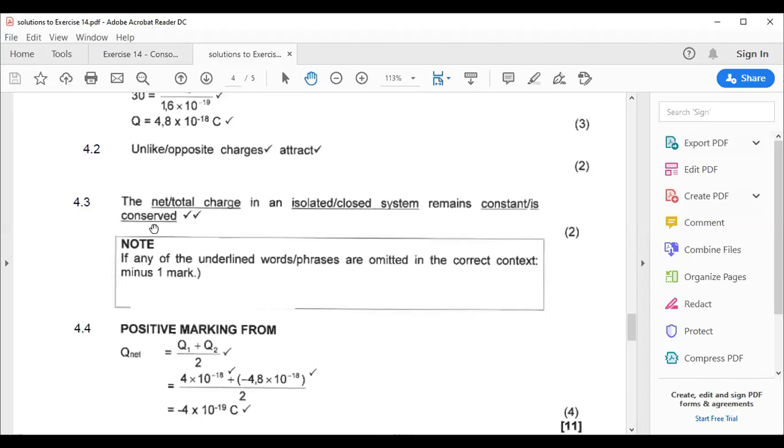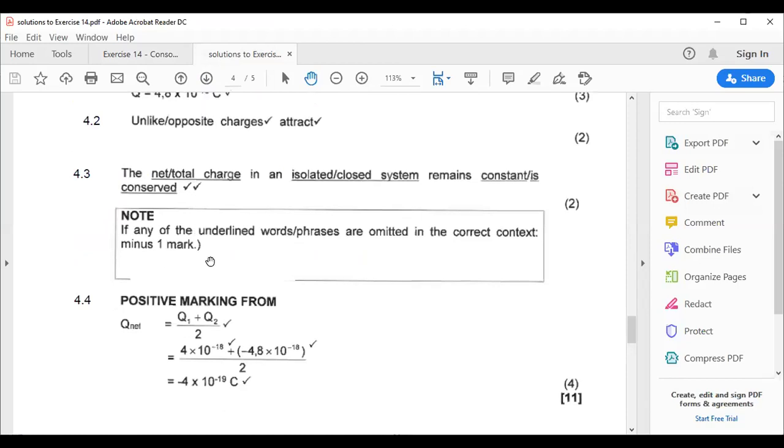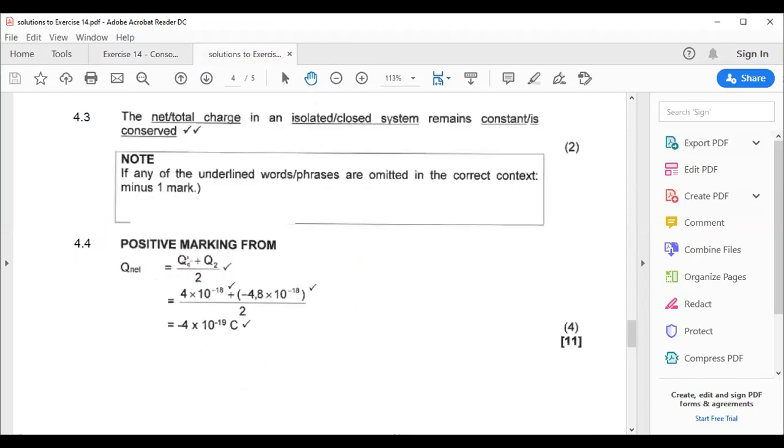There's a note here for the person who's marking: if any of the underlined words or phrases are omitted in the correct context, -1 mark. So here you may get maybe 1 out of 2, but sometimes they just say either you're right or you're wrong, especially with definitions. We move on to the next one: calculate the charge on each sphere after they have separated. That's easy. You just use your formula: Q net, or Q final, is equal to Q1 plus Q2 divided by 2. So you add the initial charges that you have.